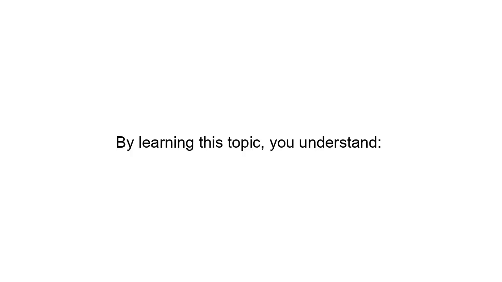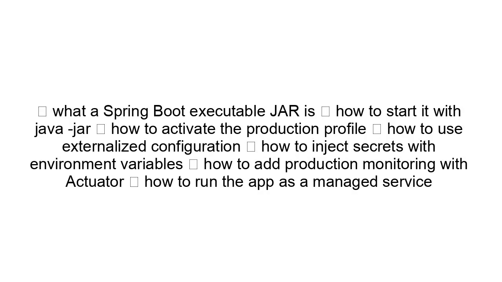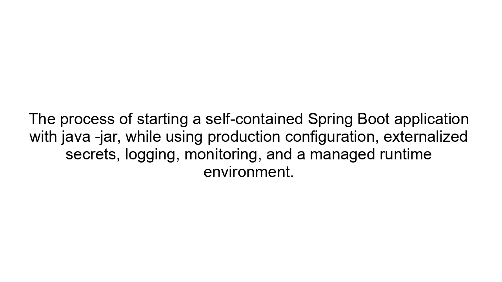Concepts learned. By learning this topic, you understand what a Spring Boot executable jar is, how to start it with java -jar, how to activate the production profile, how to use externalized configuration, how to inject secrets with environment variables, how to add production monitoring with Actuator, and how to run the app as a managed service. Simple definition: run a Spring Boot executable jar in production. The process of starting a self-contained Spring Boot application with java -jar while using production configuration, externalized secrets, logging, monitoring, and a managed runtime environment.